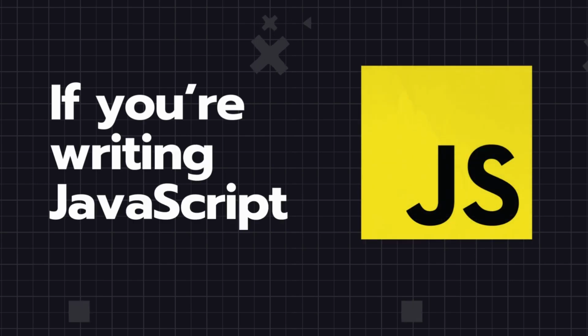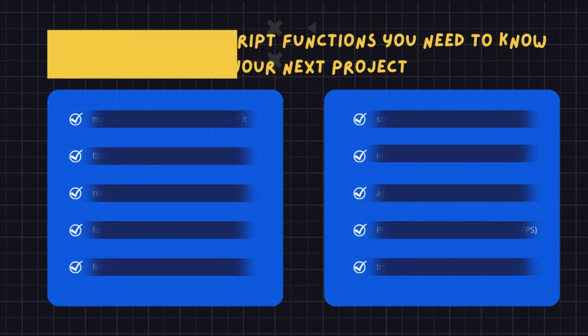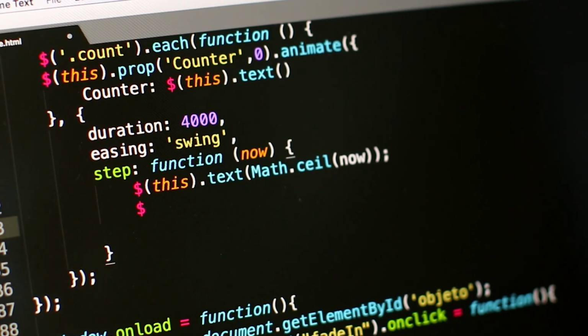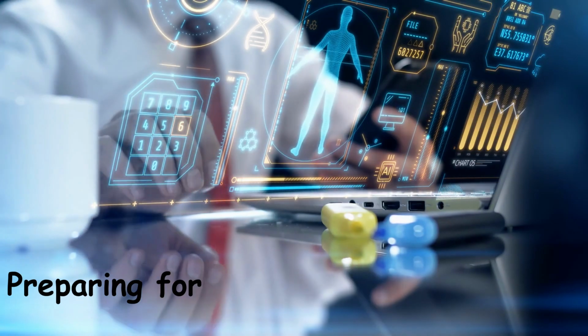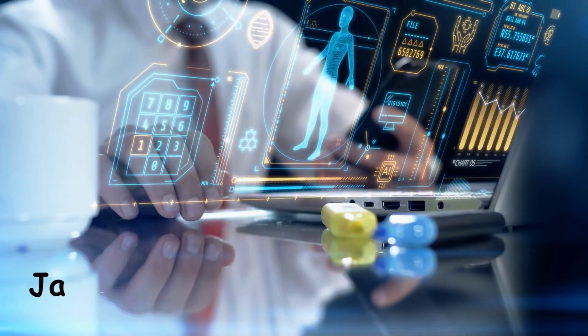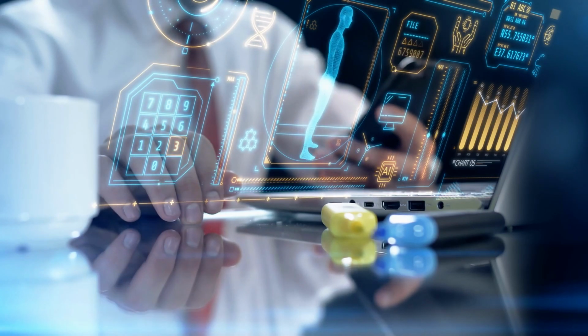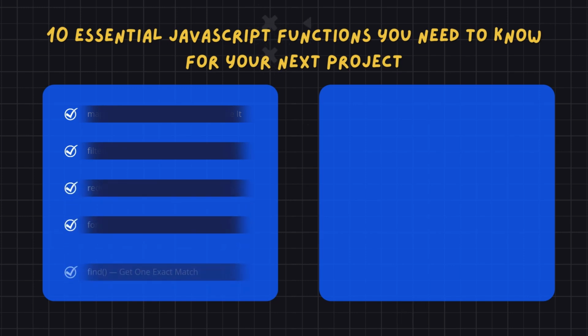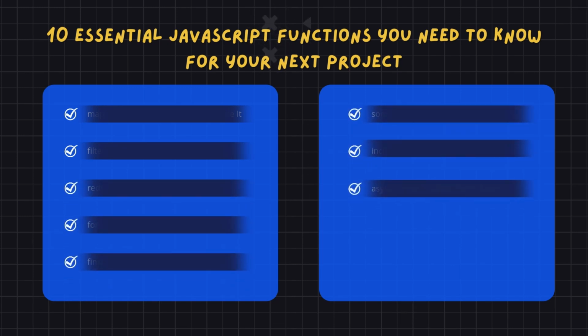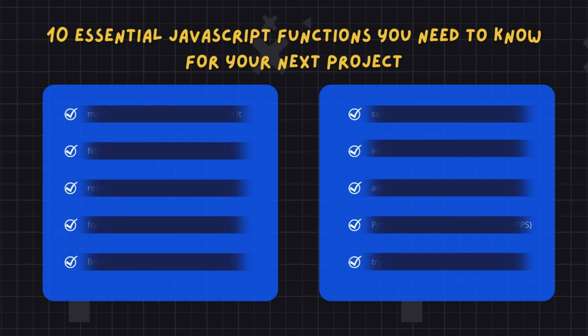If you are writing JavaScript and you are not using these functions, you are probably writing way more code than necessary. Whether you are building real world projects, preparing for interviews, or trying to level up as a JavaScript developer, today I will walk you through 10 essential JavaScript functions that help you write cleaner, shorter and more maintainable code. Make sure you stay till the end because the last function is used in almost every real world JavaScript application.